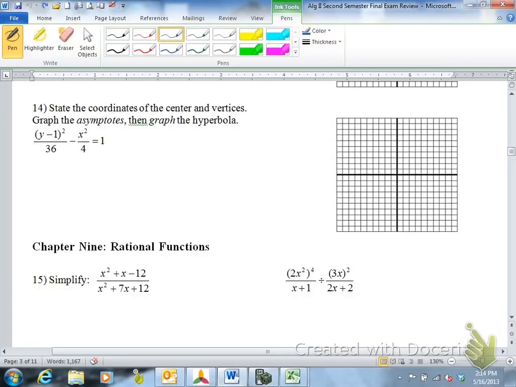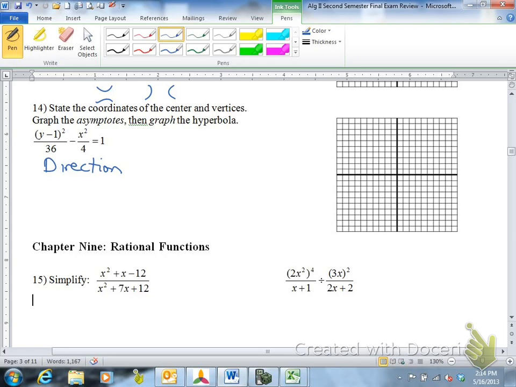Okay, this is, I guess, day number 2. We're on this page 3, number 14. Graphing a hyperbola. A hyperbola is either going to look like this or going to look like this. So we have to tell what direction the hyperbola is.